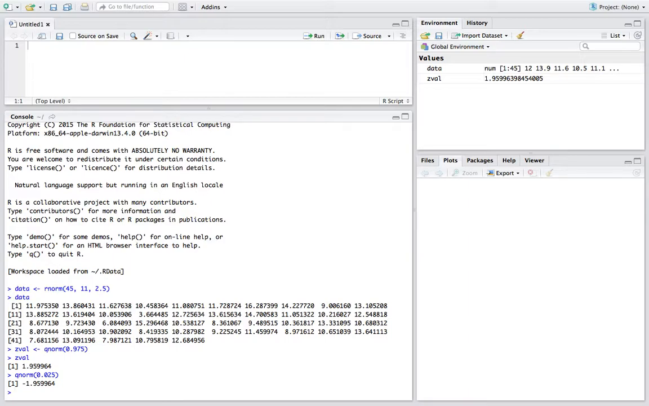We'll also want to calculate the sample mean of the data set, which again we'll call x bar, and use the mean command.